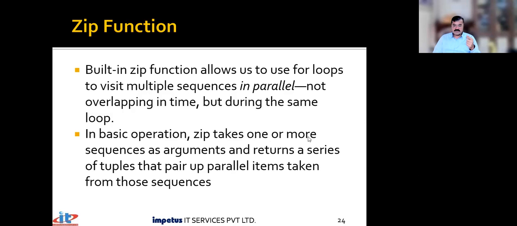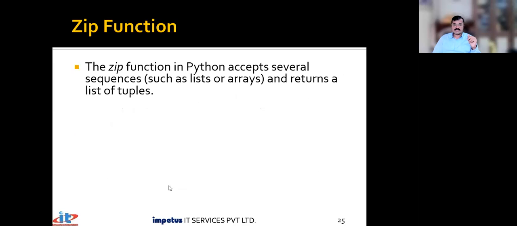The basic operation: zip takes one or more sequences as an argument. So it will take, let's say a list is a sequence. It takes two lists as arguments and returns a series of tuples that pairs up parallel items taken from the sequences. That means if I have two lists, the first item from the first list and the first item from the second list, then the second item from the first list and the second item from the second list. So it will create those tuples of parallel items from all the sequences, meaning any number of sequences. It accepts several sequences such as lists and arrays. We haven't seen arrays, but it can take in any sequence, even arrays, and returns a list of tuples.